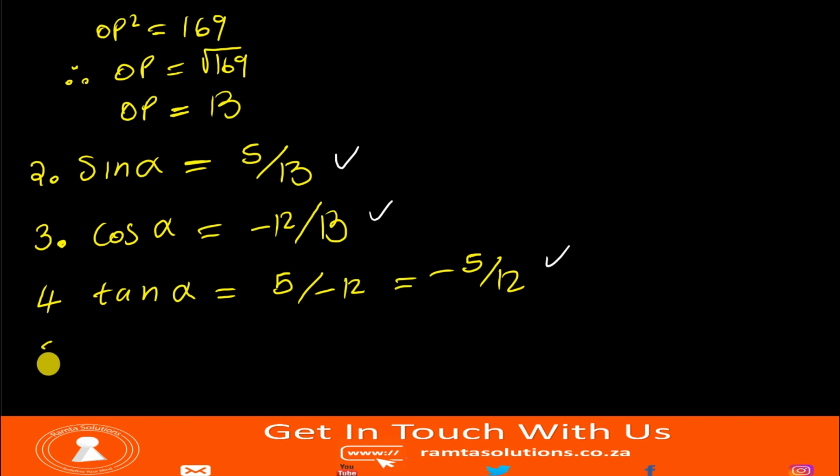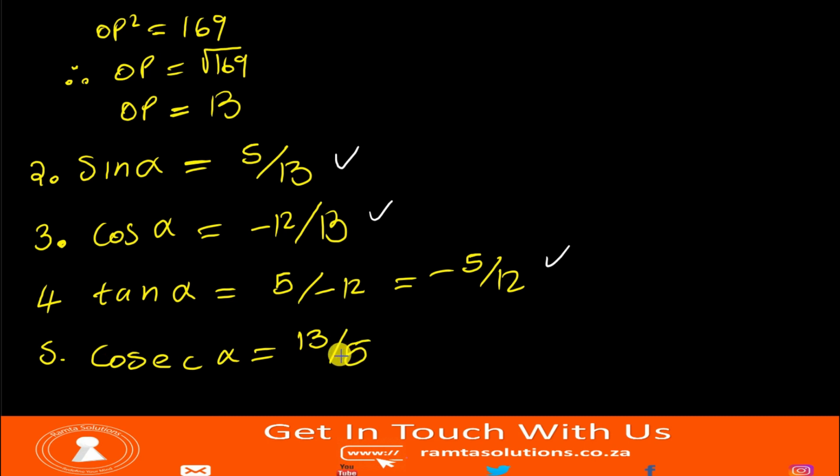Now, cosec alpha, you still remember cosec is a reciprocal of, what is it a reciprocal of? It is a reciprocal of sine. If it's the reciprocal of sine, what will it be? It will be hypotenuse over opposite, right? So this is 13 over 5. Remember, if you are confused here, you can always refer to that video on reciprocal ratios, or reciprocal of ratios. Okay. So cosec alpha is 13 over 5.